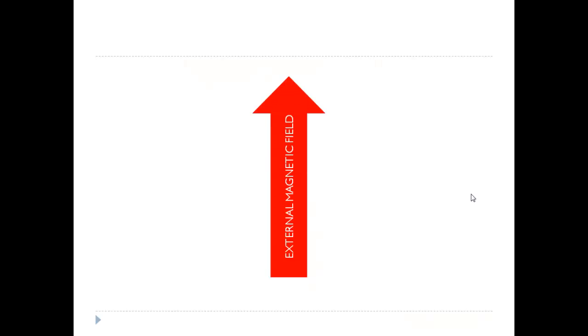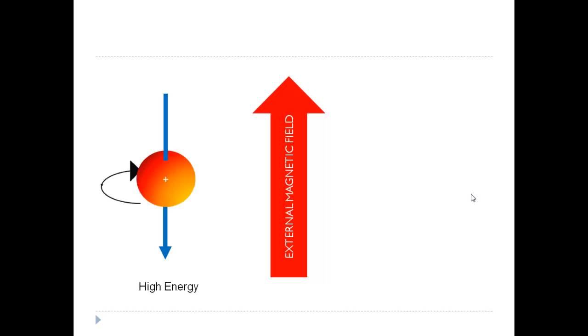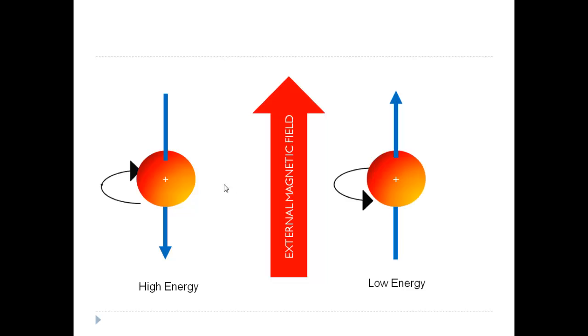So if we have a strong external magnetic field that is directed vertically upward across the screen, then we have a high energy state, which is the state where the magnetic field of the proton is opposed to the magnetic field, and we have a low energy state where the magnetic field of the proton is aligned with the magnetic field.